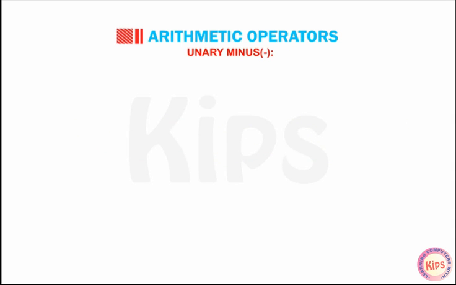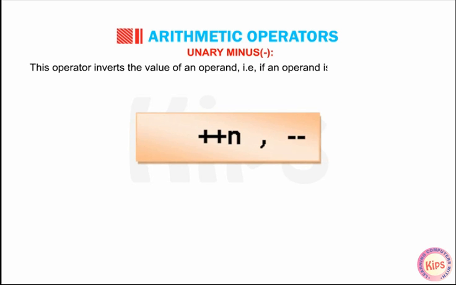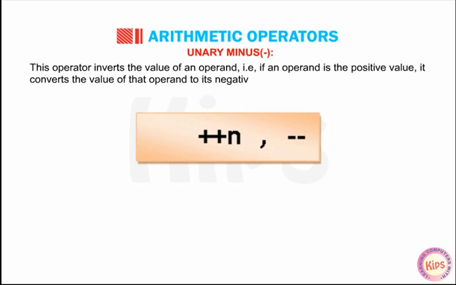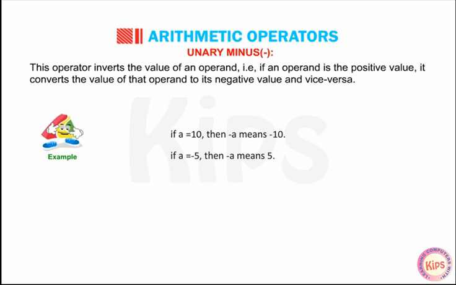Unary minus. The operator unary minus also precedes an operand. This operator inverts the value of an operand, that is, if an operand is the positive value, it converts the value of that operand to its negative value, and vice versa. Let us take an example. If a is equal to 10, then -a means -10. If a is equal to -5, then -a means 5. If a equals to 0, then -a means 0.